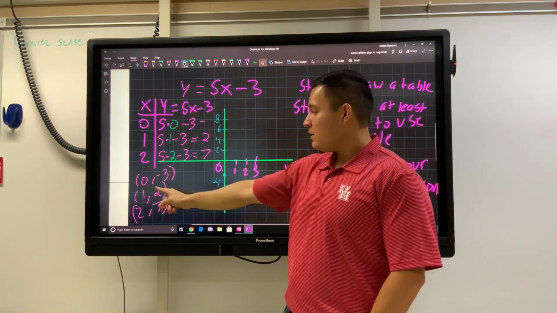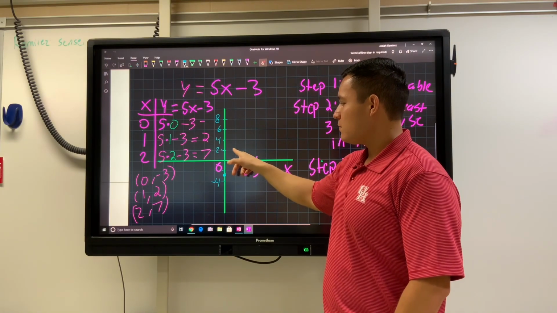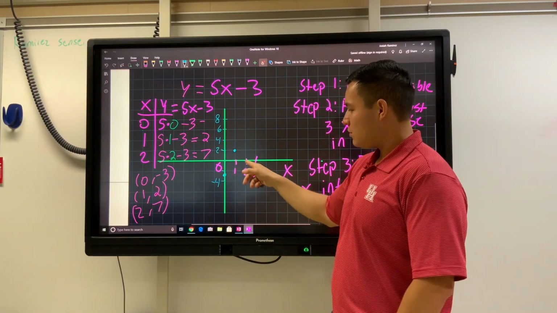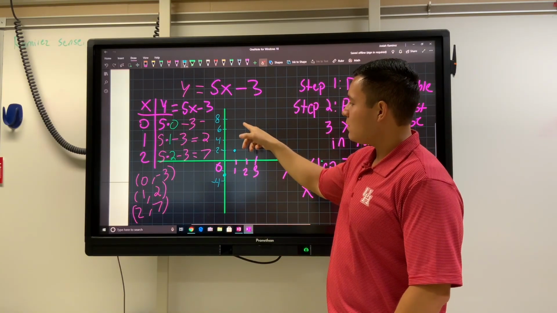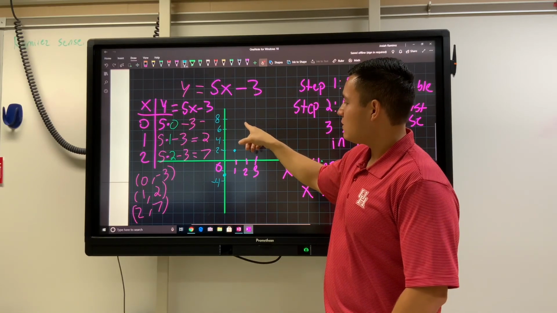Now we have 1, 2. That's 1 for x, 2 for y. Finally, 2, 7. Go 2 for x, and then up between 6 and 8, halfway would make 7.